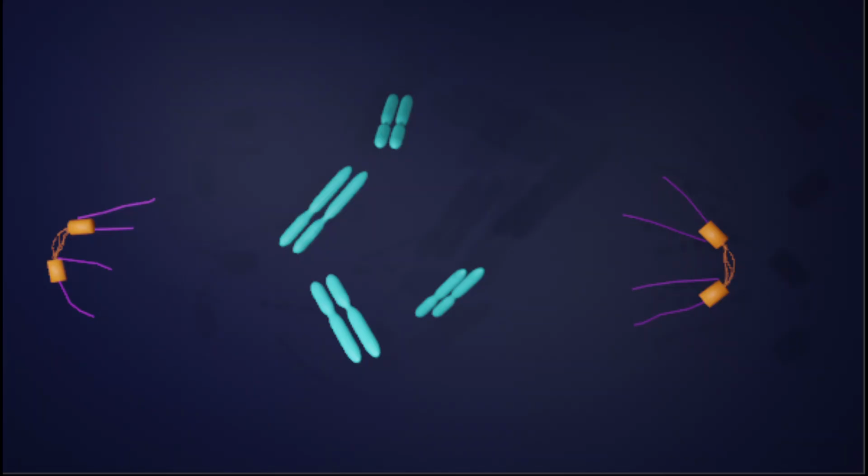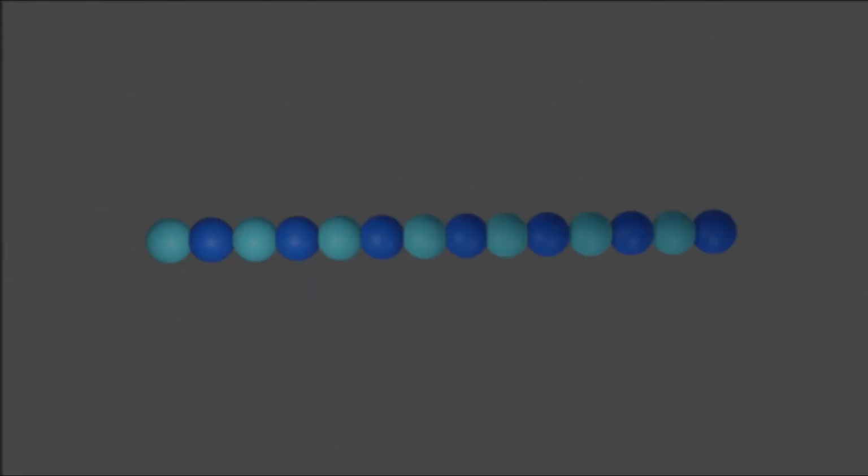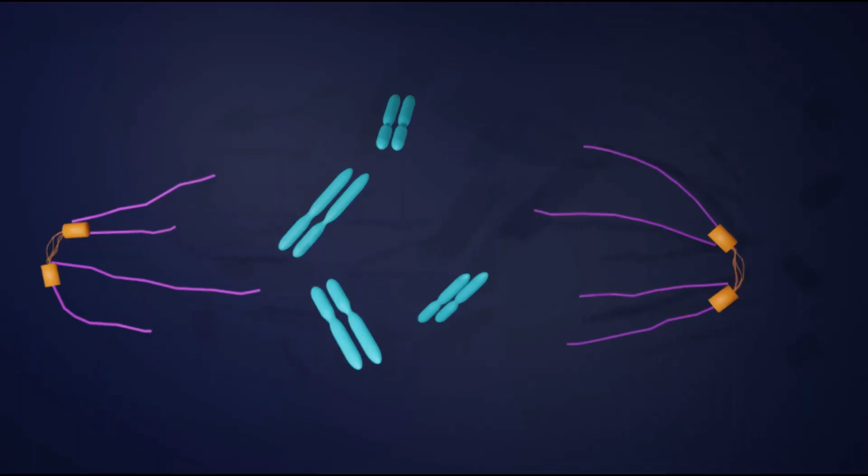A closer look at the spindle fibers shows they are made up of tubulin fibers arranged in a tube-like shape. They consist of alpha and beta tubulin. Prometaphase begins as the spindle fibers form, extending towards the chromosome. The spindle apparatus is made up of the centrosome and the finger-like spindle fibers.